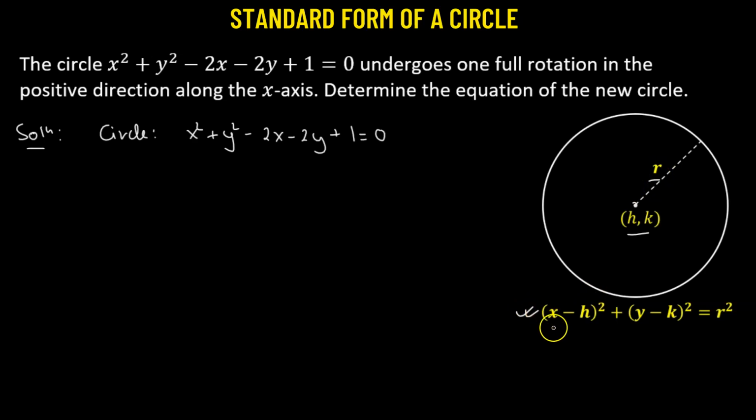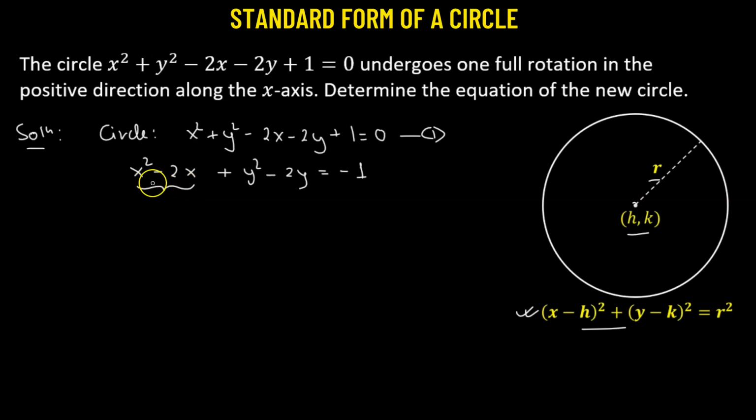Then the standard form of a circle is given by this particular equation, x minus h whole squared plus y minus k whole squared equals r squared. That means we will try to convert this given equation, which is equation number 1, into the standard form. Let's do it. So first we will combine the terms containing x. So we have x squared minus 2x. Then we are going to combine the terms containing y. So we get y squared minus 2y, and we'll transpose the constant to the right hand side.